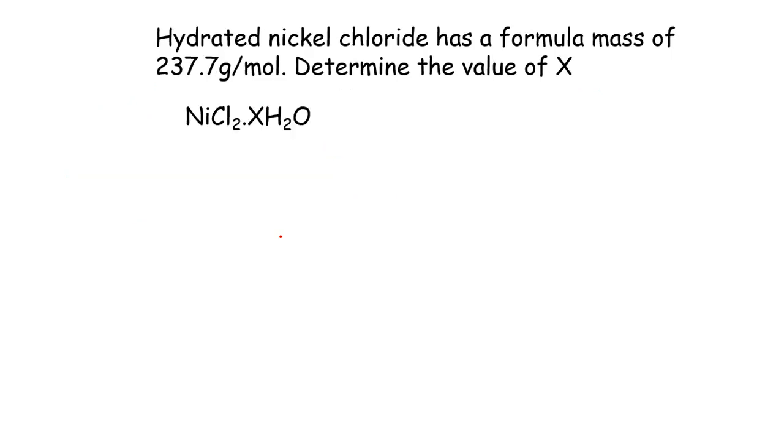Then lastly, hydrated nickel chloride has a formula mass of 237.7 grams per mole. Determine the value of X. In this case, all you have to do is to find the relative atomic masses of the corresponding elements, nickel, chlorine, and so on. Please let me know the answer you get in the comment section and see whether we have similar values of X.